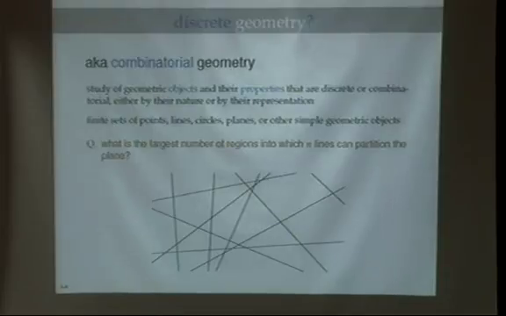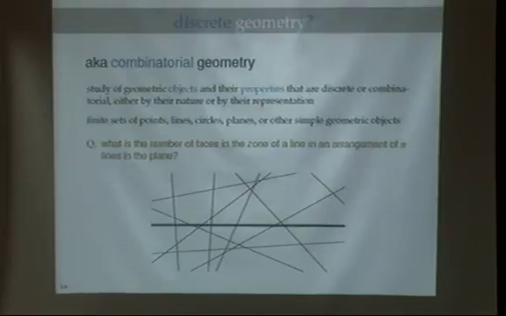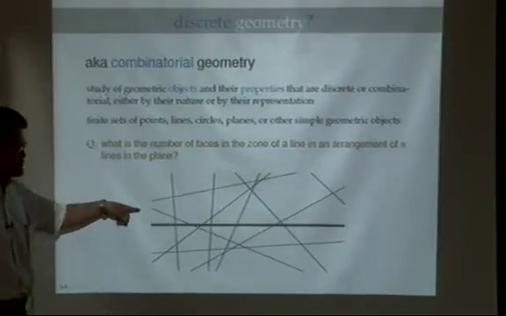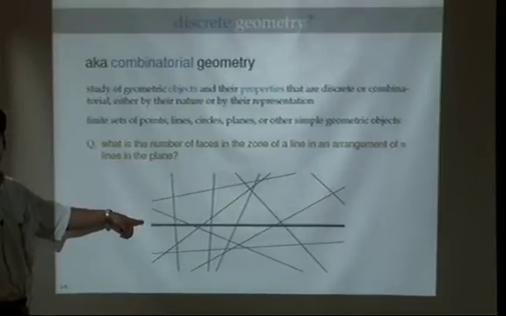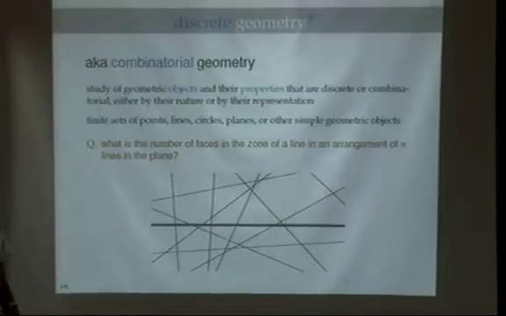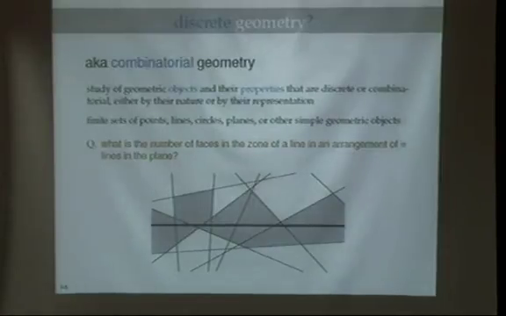And this is a very fundamental and typical easy question. Another question you can consider is, okay, you add another line there, the thick horizontal line, and you want to calculate or bound the number of faces in the zone of the line. The zone can be defined as the set of points in the plane which can be seen directly from this line, which means that this is the zone of this horizontal line.